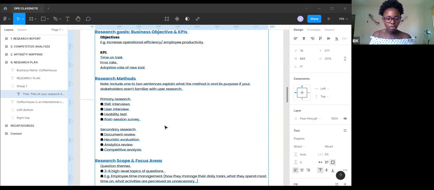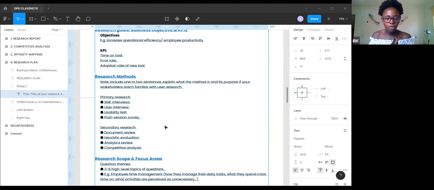Also, we have research methods. Okay, so we have primary research and we have secondary research. In primary research, we have the SME interviews, we have user interviews, we have usability testing, we have post-session survey. Some of this research is done pre, some is done within, when you are building the products. So the pre usually is the user interview and the SME interviews, those are the people that are employing you.